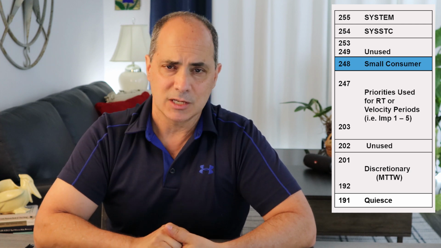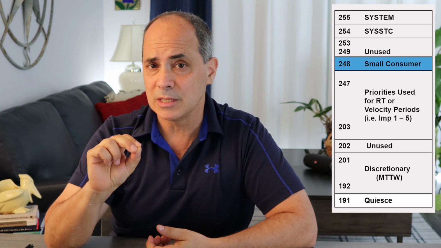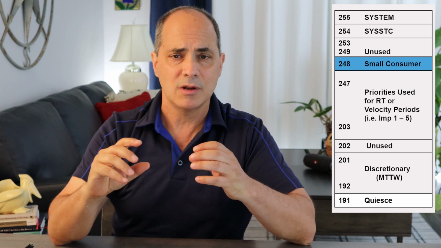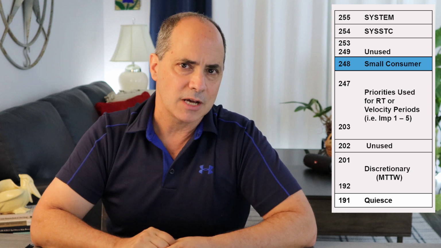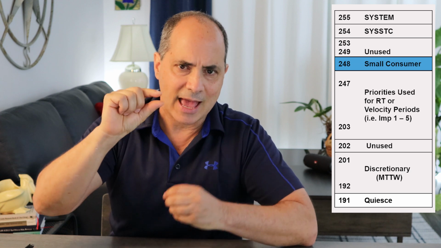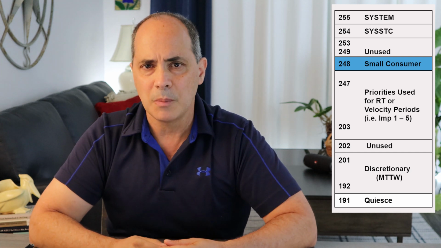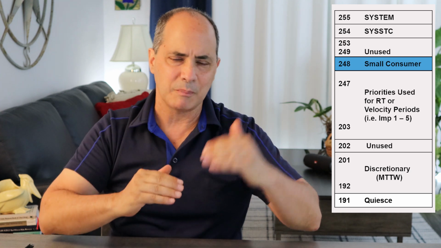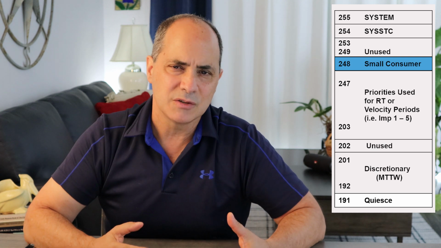248 is an interesting dispatching priority because it's called small consumer. What the small consumer dispatching priority is all about is that WLM sometimes will look at certain service class periods that are running work and see that those service class periods are only consuming just a little bit of CPU. In other words, the period has work in it, but that work is consuming so little CPU. And sometimes what WLM will do is say, rather than manage that workload and manage the dispatching priorities up and down, I know this workload is only using a little bit of CPU. The CPU consumption is very predictable.